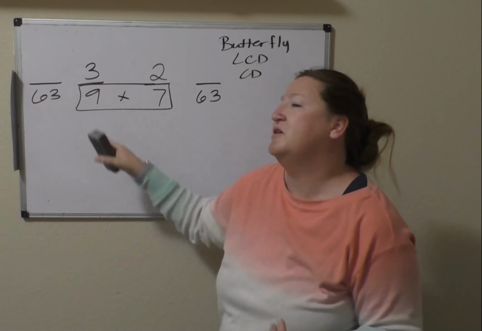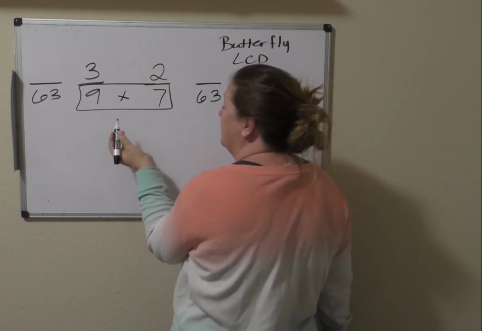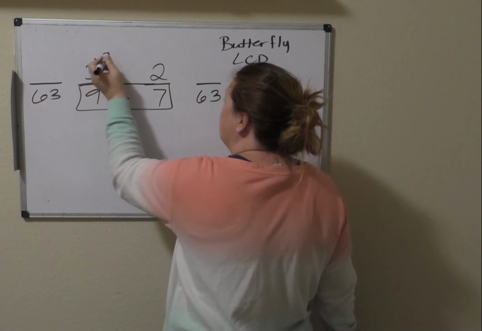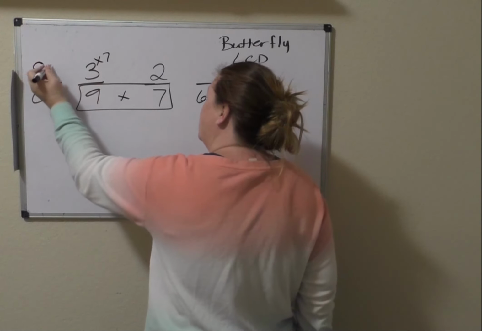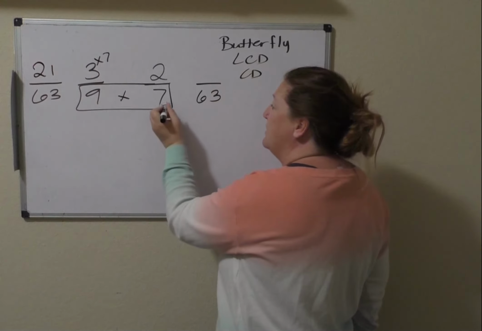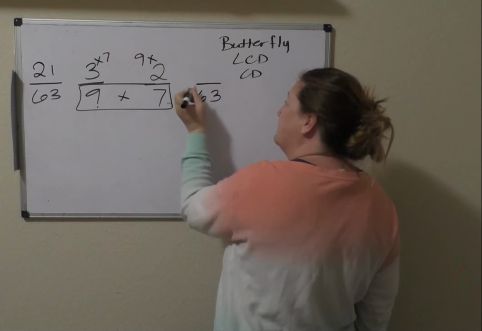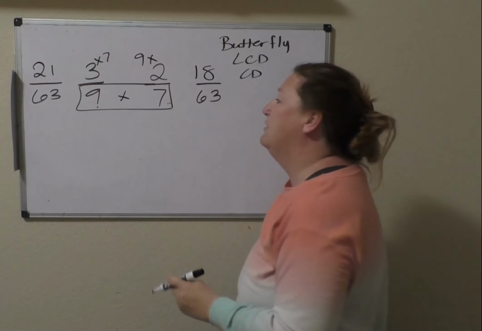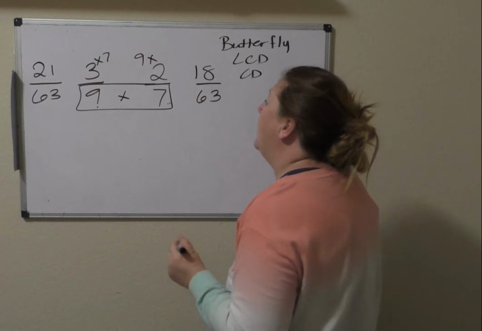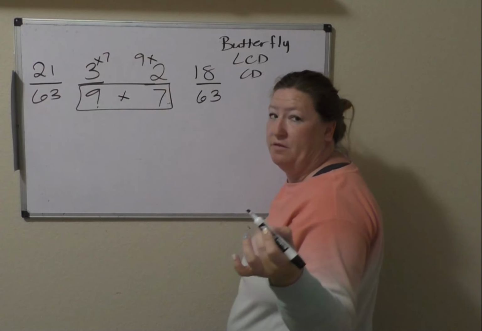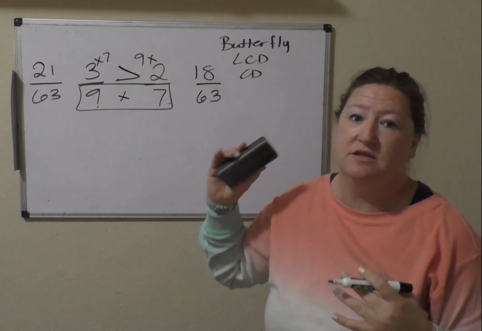So again, whatever I do to the bottom, I've got to do to the top. 9 times 7 is 63. So I need to say, what is 3 times 7? 3 times 7 is 21. Here, I have 7 times 9. So now I have to multiply 2 times 9, which is 18. I have a common denominator, which is 63. And I know that 21 is greater than 18. So 3/9 is greater than 2/7.